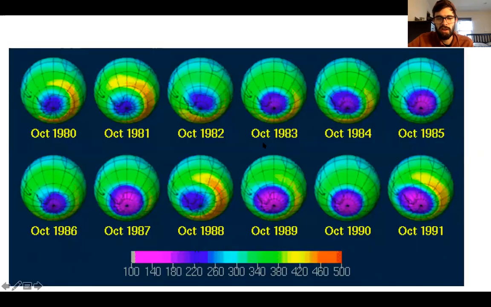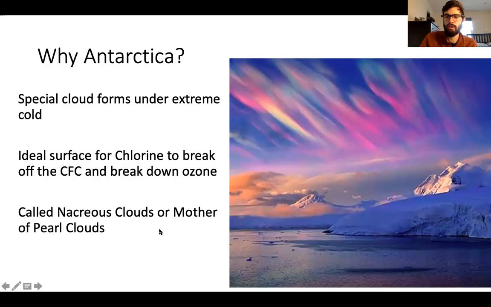Why is it forming over the South Pole, you might wonder? Well, it's very, very cold there, and there's a special type of cloud called a nacreous cloud, or a mother of pearl cloud, pictured here, that forms under very, very cold conditions. They only form in the winter of the Antarctic, and those clouds are like the ideal chemical surface for this reaction to occur, for the CFC to release the chlorine and react with the ozone.